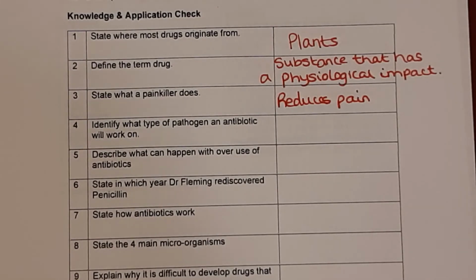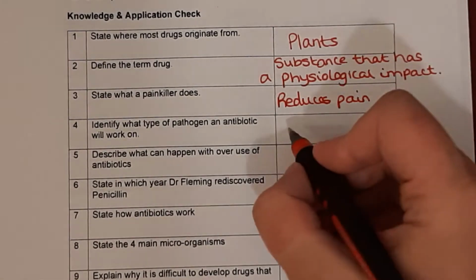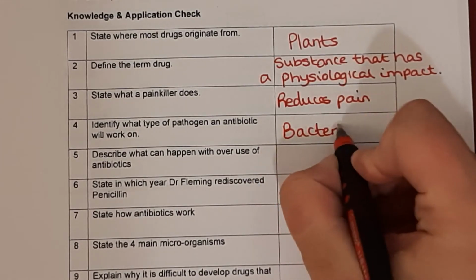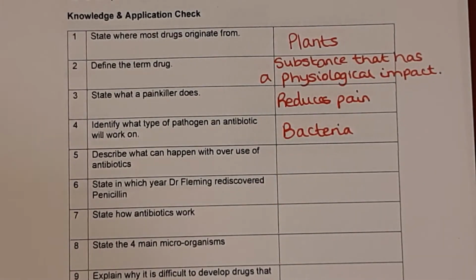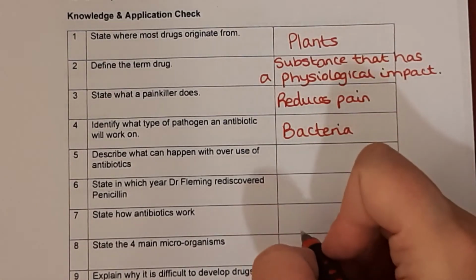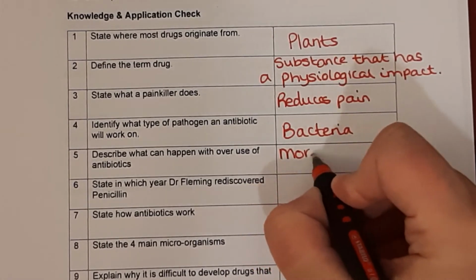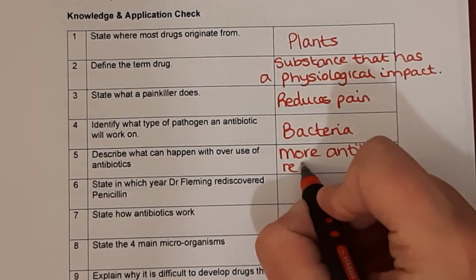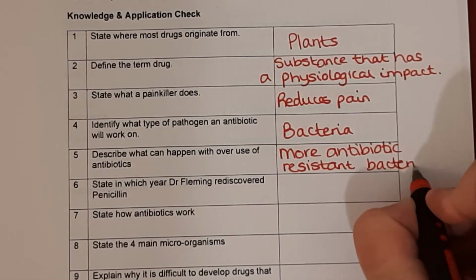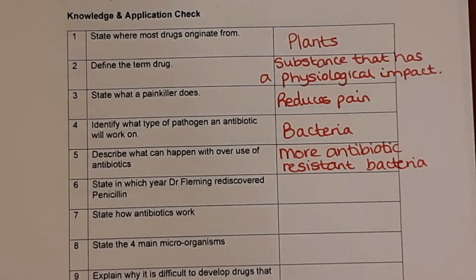Question 4. Identify what type of pathogen an antibiotic will work on. It only works on bacteria. Question 5. Describe what will happen with the overuse of antibiotics. So we get more antibiotic resistant bacteria. Question 6. State which year Dr. Fleming rediscovered penicillin. So that would be 1928. Question 7. State how antibiotics work. So they kill or prevent the growth of bacteria.